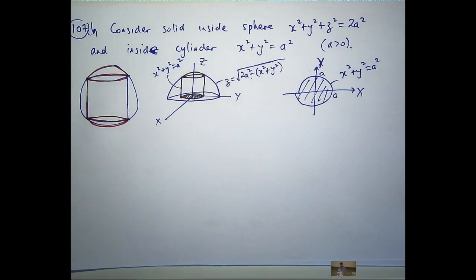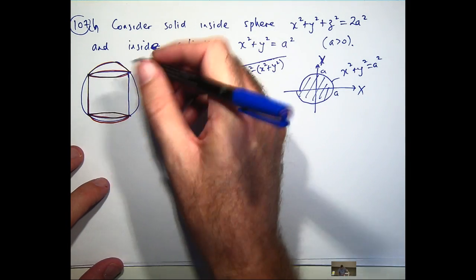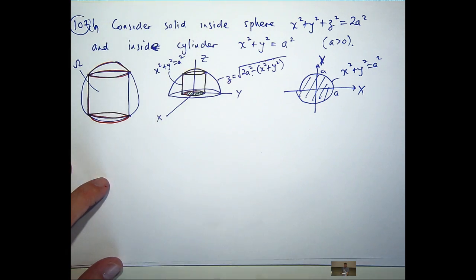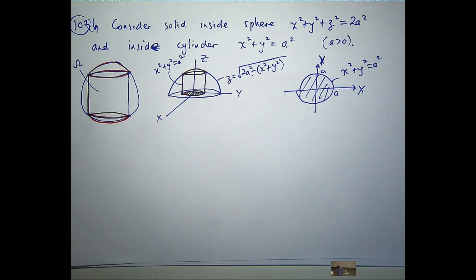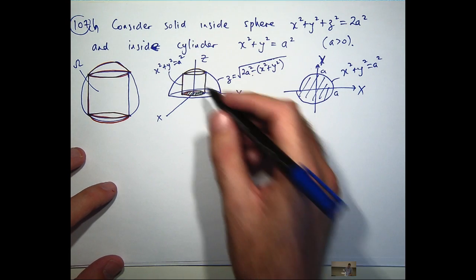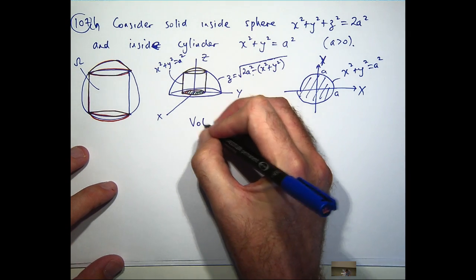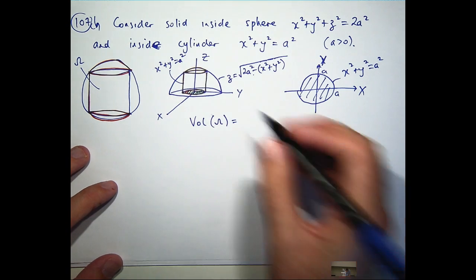All right, let's do the actual calculations. So let's call this, I don't know, let's call this S. Oh no, S is a bad word. Let's call this omega. Okay, the whole thing, the solid that we're interested in. Now, the volume of omega is going to be 2 times the volume in here.